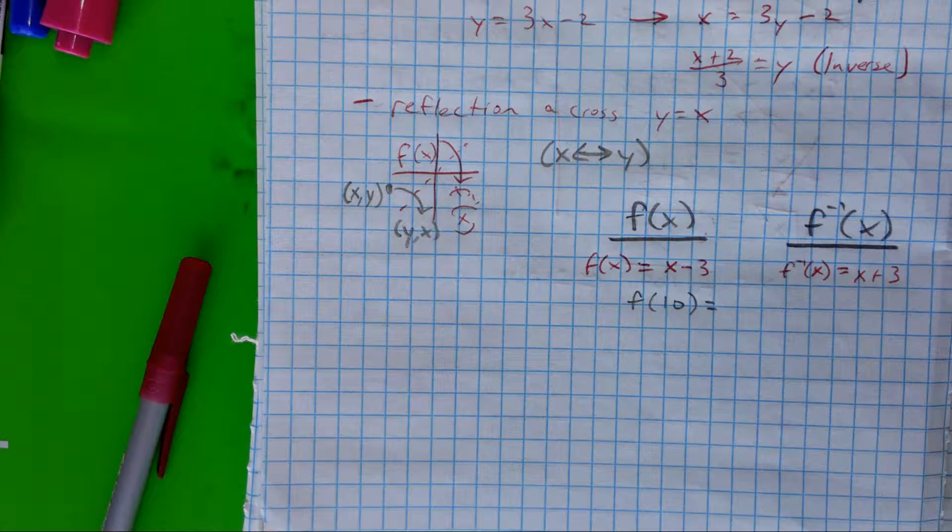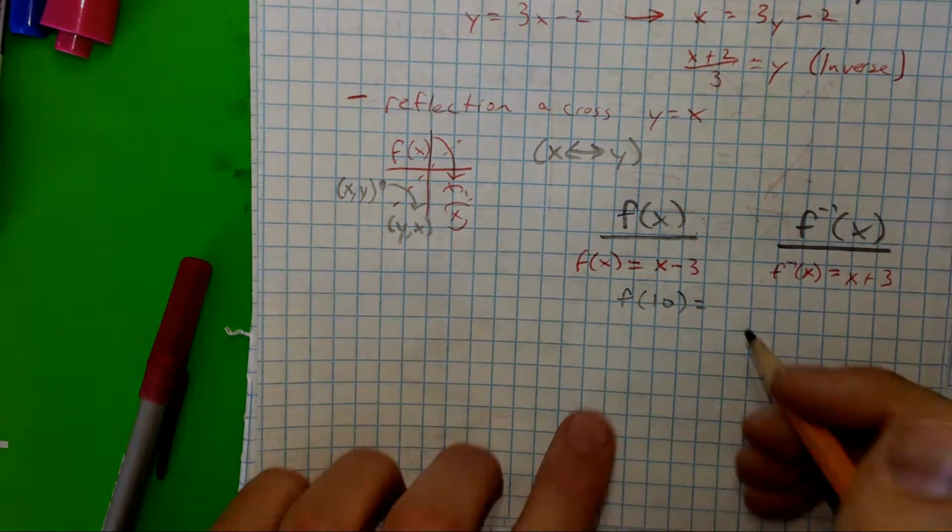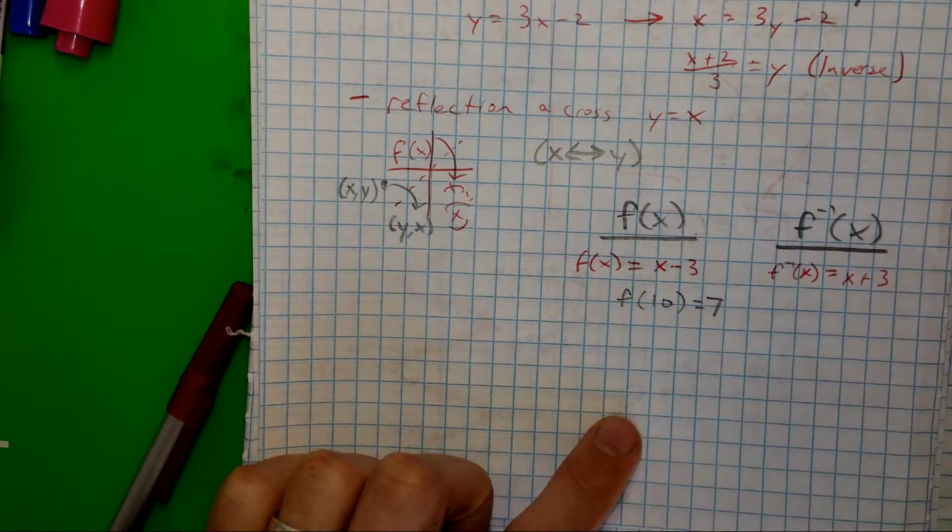Yeah, I plug 10 in for x into the function f. So that's 10 minus 3. So f of 10 is 7. Agreed?